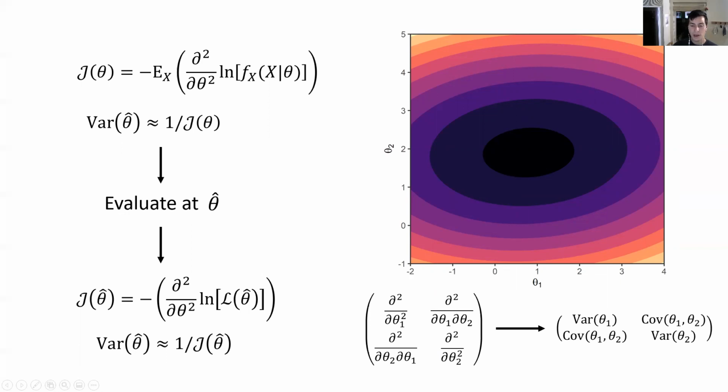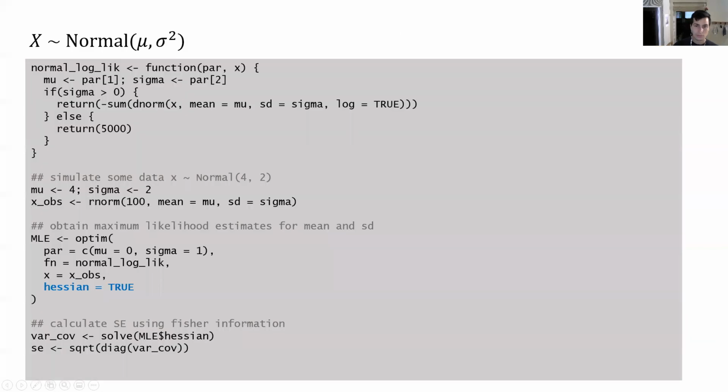In the case of our two parameters, theta 1 and theta 2, the variances of theta 1 and theta 2 are on the diagonal of the matrix, and the covariance between theta 1 and theta 2 is off the diagonal. I know this might seem complex, but luckily R makes this really easy.